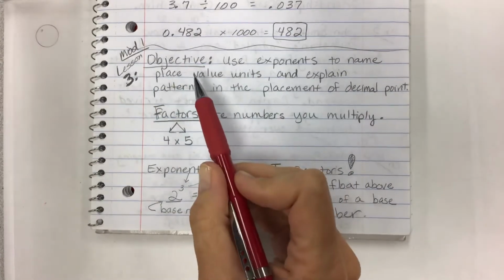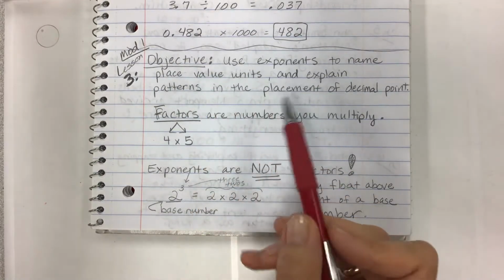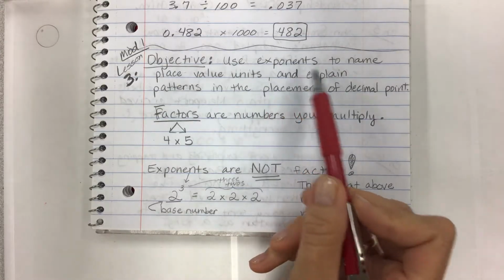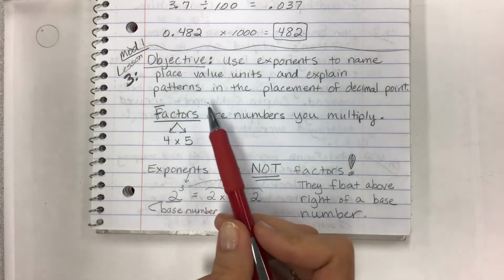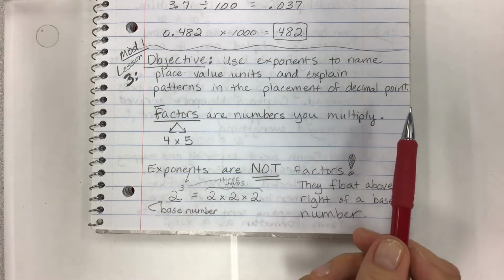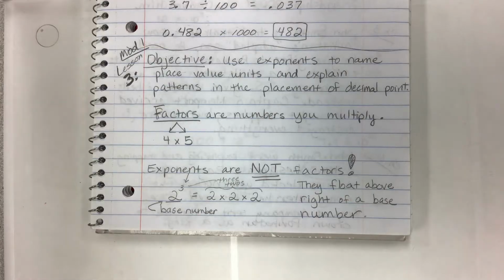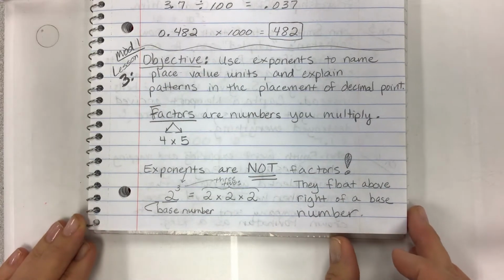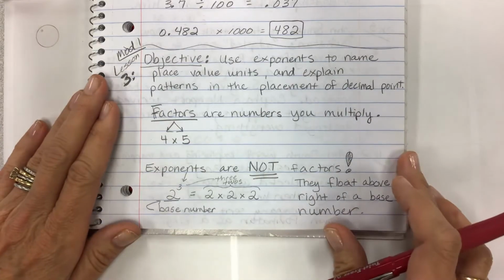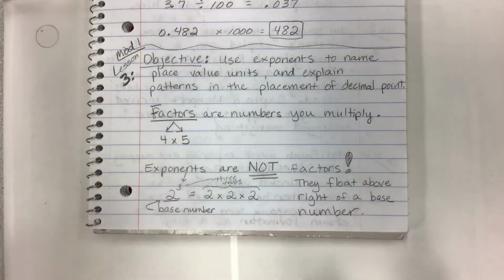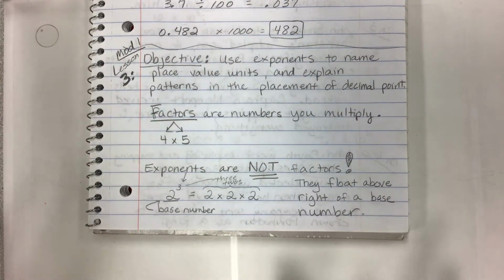The objective today, and this lesson is a doozy, is to use exponents to name place value units and explain patterns in the placement of the decimal point. Now, most 5th graders are probably going to look at this objective and say, I don't even know what an exponent is, let alone how to use it. So I have a little bit of background information, very, very important, because most 5th graders will not be able to start this lesson or do it without some sort of intro.